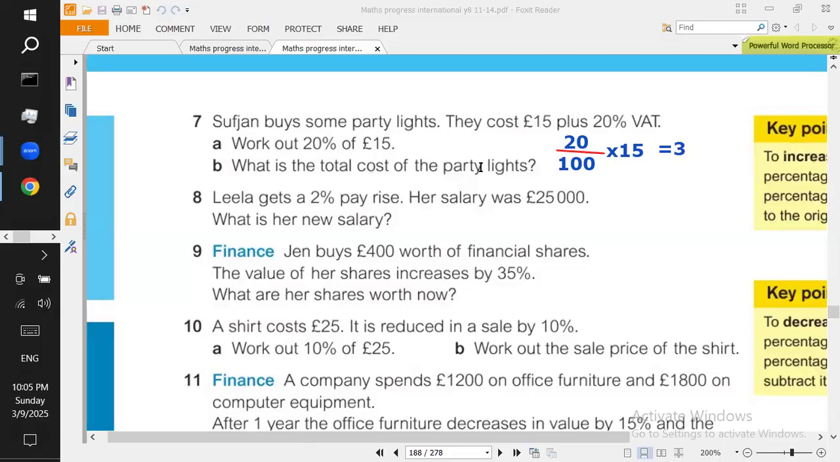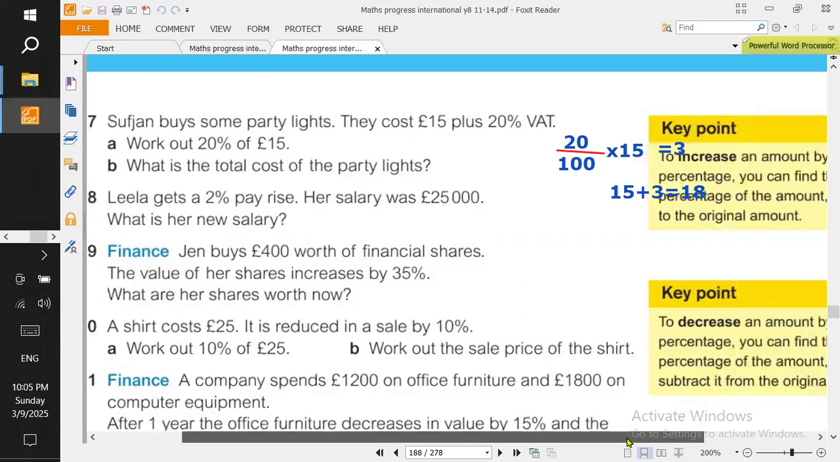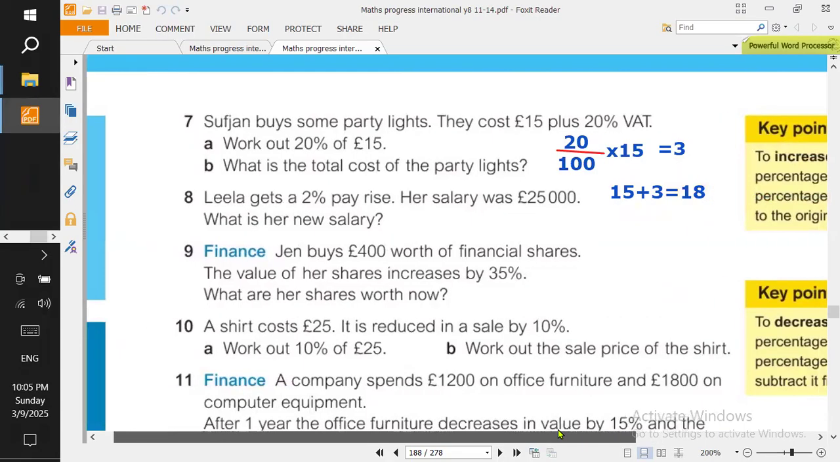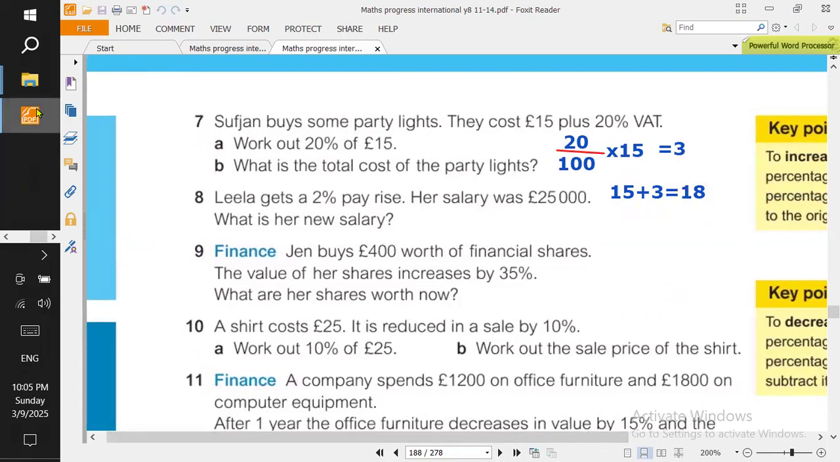And then what's the total cost? You add the 3 with the 15, so it's going to be 18. So 15 plus 3 will equal £18. Okay, you can do that without doing the steps I did. Using calculators, you don't need to show your steps. But maybe if you use the calculator for each step, it is better than using it and giving the final answer only. So make sure that you give some steps so the teacher, when they correct your papers, will understand what kind of steps you used.